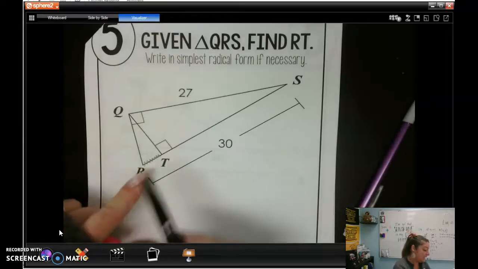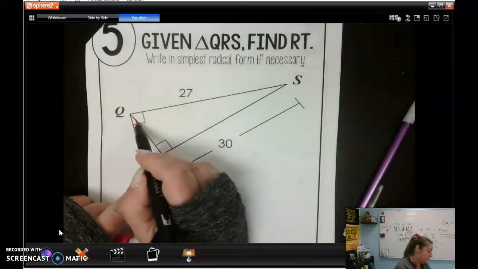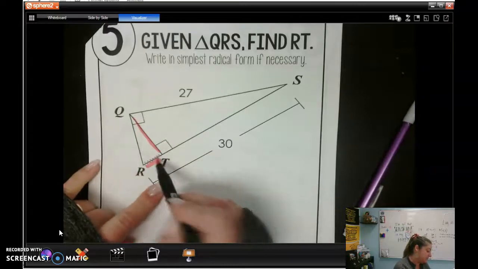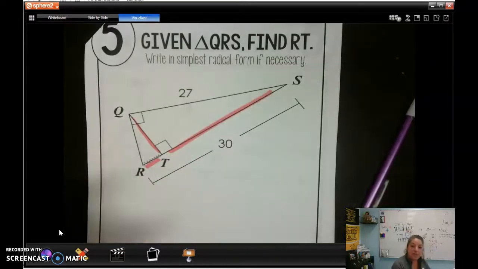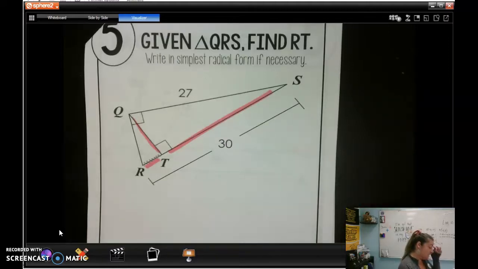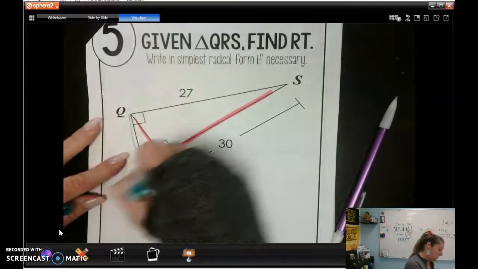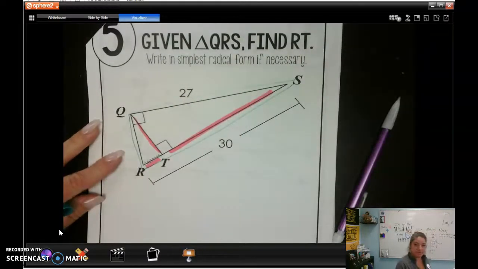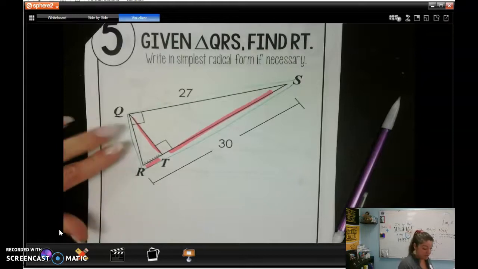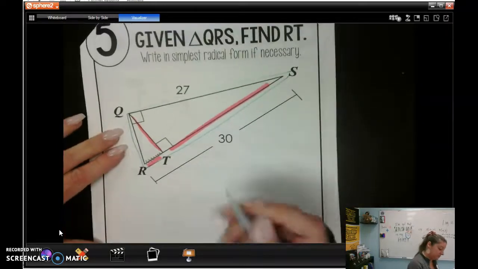And to get RT, I'm going to need a geometric mean. So I'm going to be doing this with RT and then with that. The problem is I don't have any of those values. So I'm going to have to find some ways to get those values. Okay. I do know that I have a very large right triangle right here that I'm outlining in blue. Okay, so I can do Pythagorean theorem and find out what QR is. So let's go do that.